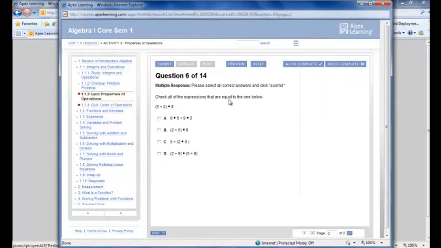It says check all the expressions that are equal to this one. So it looks like A, B, and I think that's it. Let's see if we got it right. We got it right. Here's another multiple response answer question.